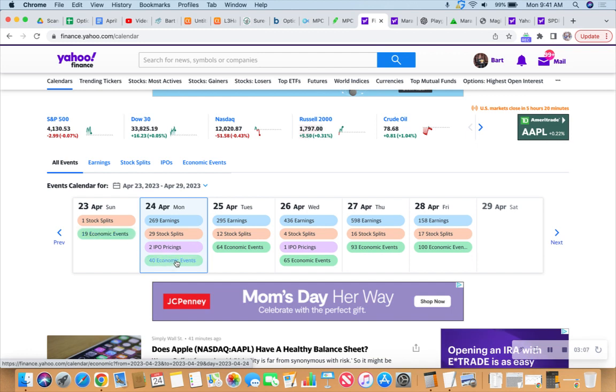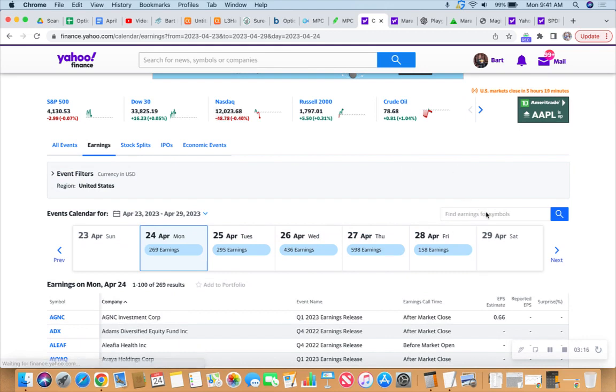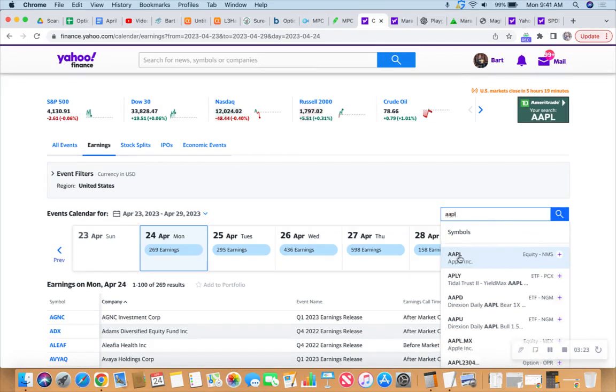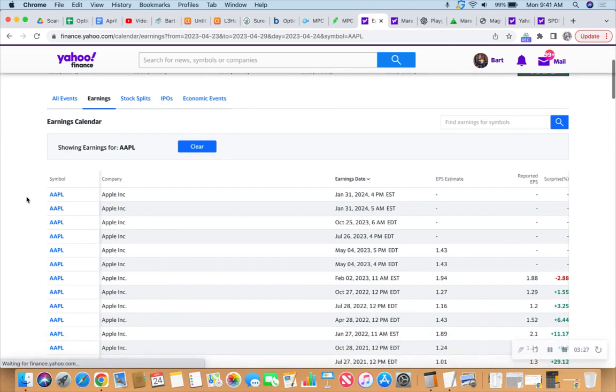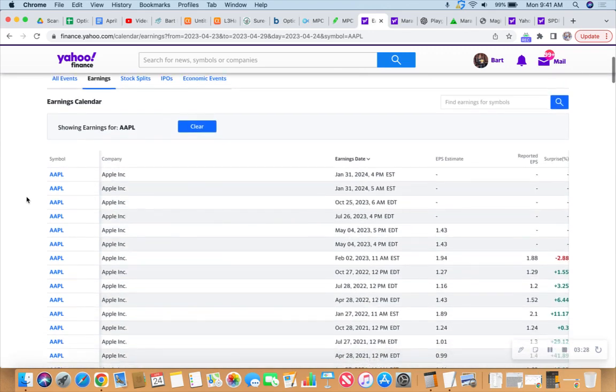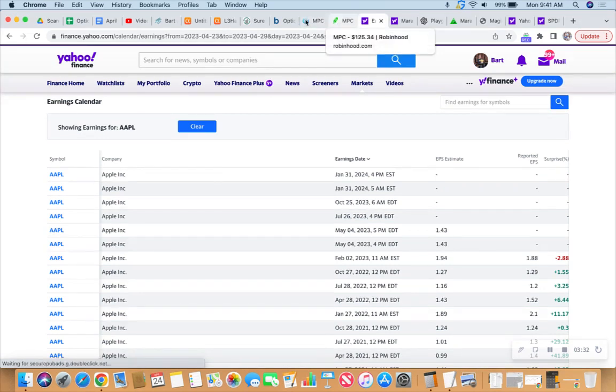And this next tab, you can go straight to earnings. You can go to IPOs. You can go to economic events to see what's coming up. As you can see, they're spelled out. Like today, there's 40 economic events, and you have 269 earnings today. Let's just go to earnings, and then we will type in Apple specifically. See when they're reporting. And it's going to be on May 4th. So that's next week. So Apple can be traded this week without any real nervousness or nail biting.